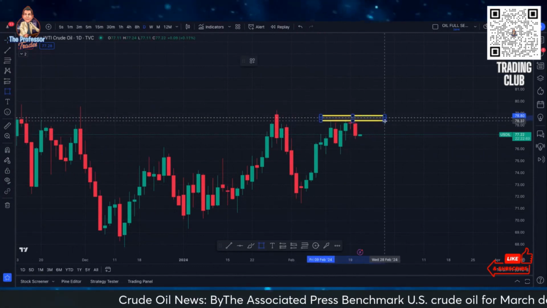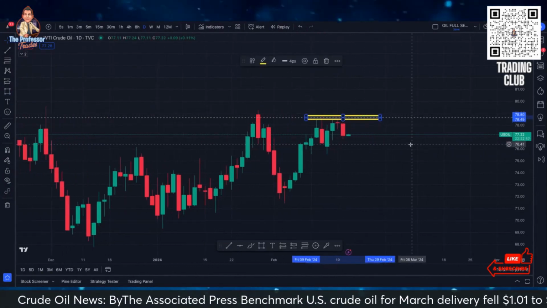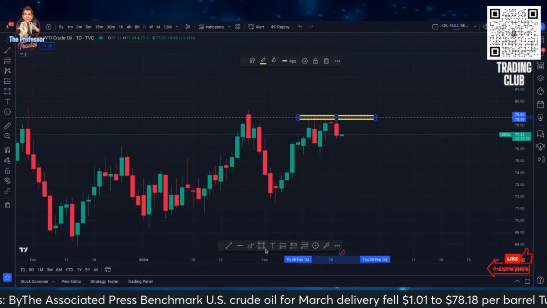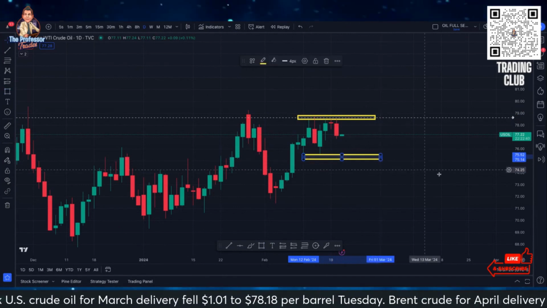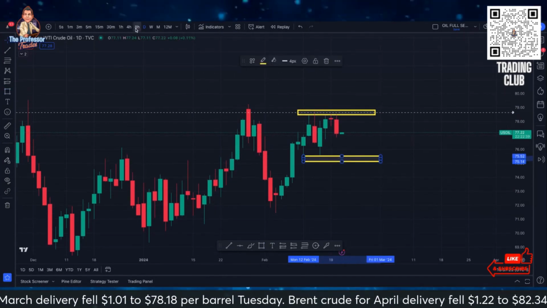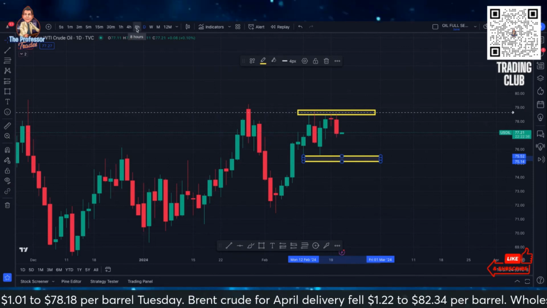Obviously, this has been rejected. We have not been able to candle close above there, and then we are going to mark our lower level that we have not been able to close below these levels here. And that's the way we start to kind of put our game plan together. And again, this is a daily chart.